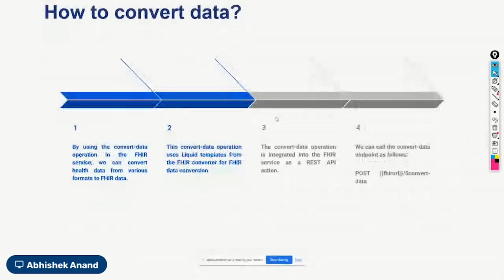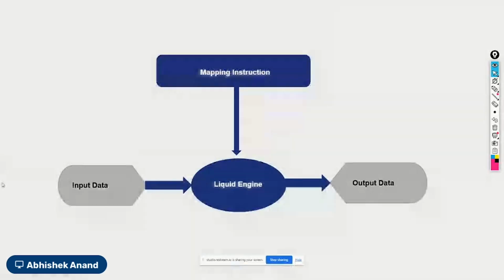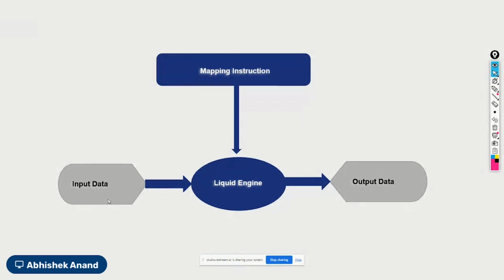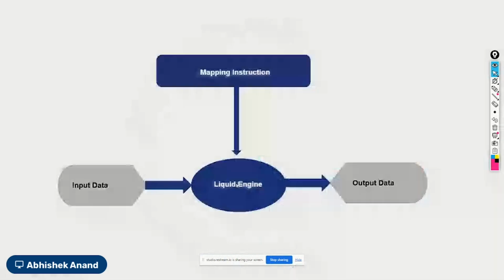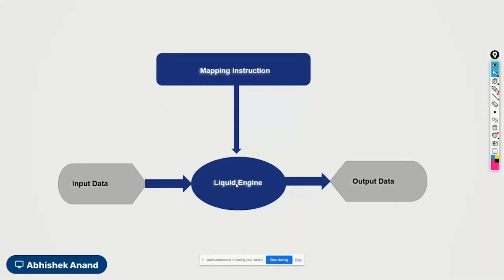So this is all about how we are converting the data over here. I already explained this is the input, and in between the liquid engine comes, and then it converts to the output data. Okay, so this is it from my side.